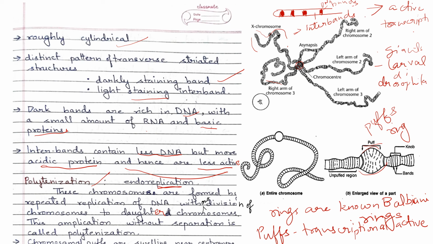The other property of the Polyteen chromosome is polytenization or endoreplication, where the chromosomal DNA replicates without division of the chromosomes into daughter chromosomes. The other property is the presence of puffs or rings, also known as Balbiani rings, which are actively transcriptional areas of the chromosome.